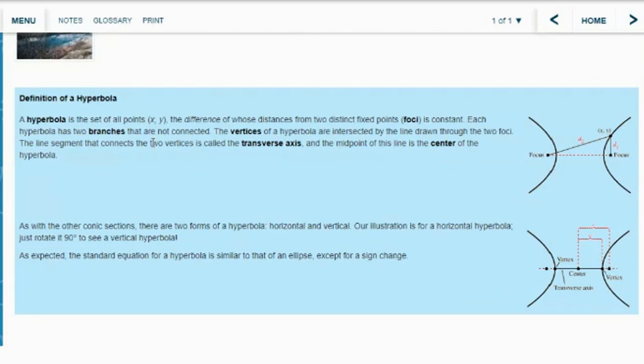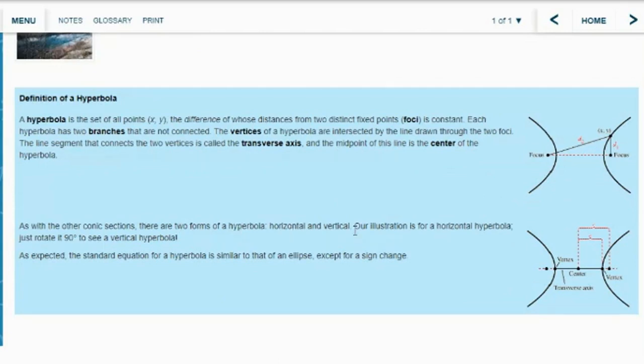The vertices are intersected by a line that goes between the two focus points. That's called the transverse axis. We don't call it the axis of symmetry like with a parabola. We call it a transverse axis with a hyperbola, although it really is an axis of symmetry. It will cut it in half. And the midpoint of that line between the two branches is the center of the hyperbola. So a hyperbola has two parts. It's really not two hyperbolas. It's one hyperbola. And as with the other conic sections, there are two forms of a hyperbola.